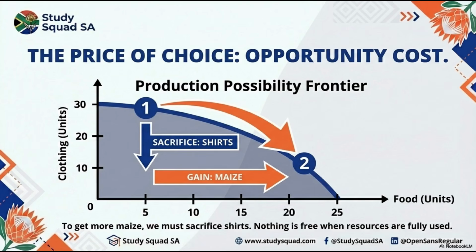Now let's look at what causes the PPC to shift. There are internal and external factors. Internal factors are things the producer or owner can control, like the number of workers or the size of a factory. External factors are beyond their control, like natural disasters or the price of fuel.